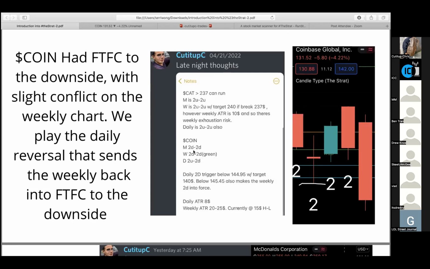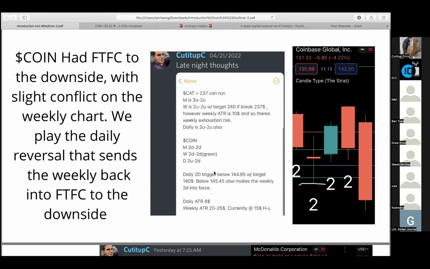So it was green, right? The weekly went 2 down, but it kind of reversed back up. So at the moment, the weekly was sitting above its opening price. Does that make sense? The week went 2 down, but then it shot back up and it was sitting above the price that it opened at on the week. So we know the monthly is 2 down, the daily is 2 down, but the weekly had a little conflict. So we're going to play that next day reversal if we see continuation to the downside.